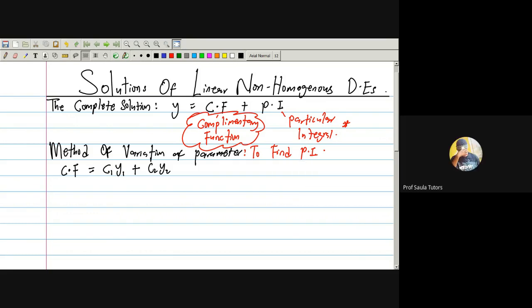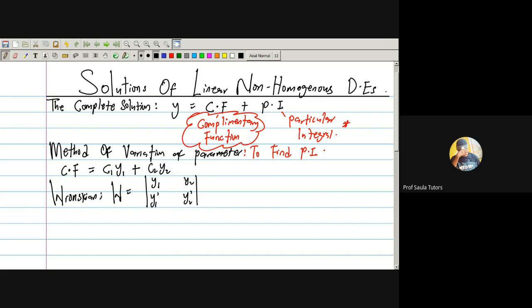After getting your CF, you'll see that y1 and y2 are the solution of the homogeneous part. Now, when you get your CF and your y1 and y2, there's something called the Wronskian. The Wronskian W is equal to, don't forget, we have learned how to find it before: y1, y2, y1 prime, y2 prime. Because we are having two solutions, y1 and y2, that's why we have this.